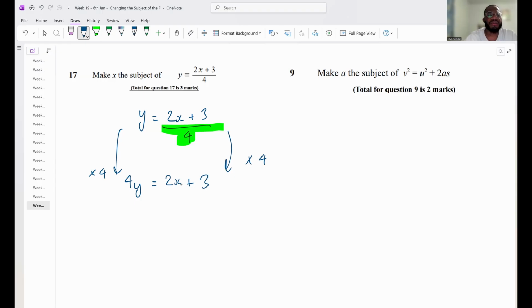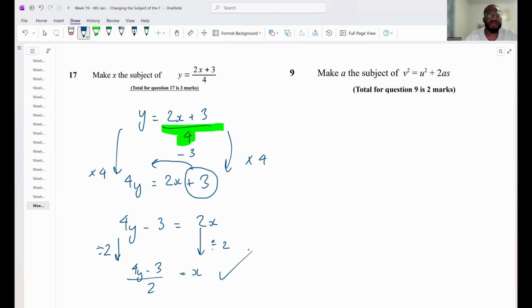And now, to make x the subject, what do I need to do? Well, I'm going to move this plus 3 now, aren't I? We always get rid of the thing being added or subtracted, so I'm going to take that away. So it's going to be 4y minus 3 is equal to 2x. And then to get x now, we need to get rid of that 2. To get rid of that 2, just divide. So divide everything by 2. Both sides going to be 4y minus 3 divided by 2 is equal to x. So therefore, x is equal to 4y minus 3 over 2. So that is the answer.